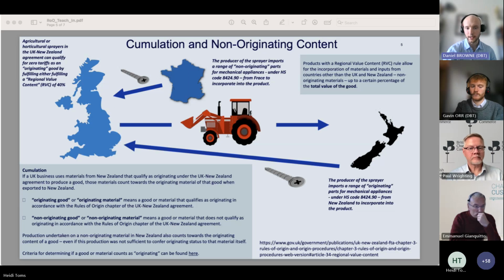I hope that's clear. I'm definitely happy to answer any questions in the Q&A on this at the end. But basically, accumulation is a very modern and common provision in FTAs to make it a bit easier for you to meet the product specific rules and access preferential tariff treatment in the agreement. It's designed to build your supply chains and make it trade facilitative.